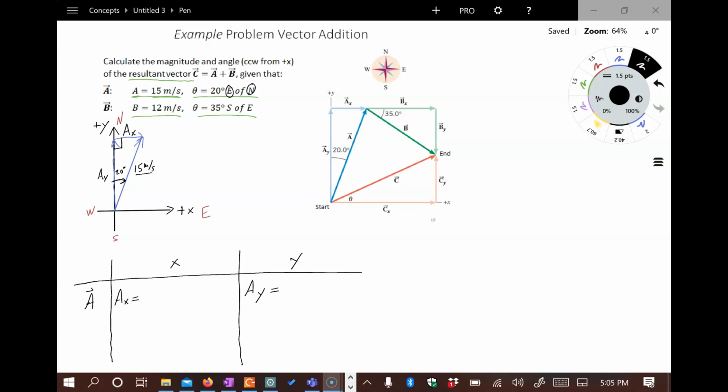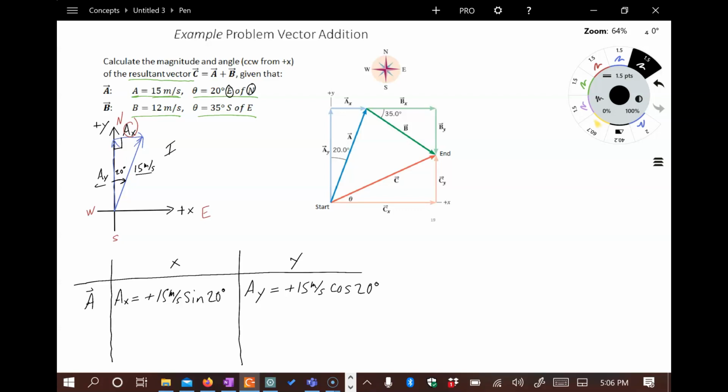So look at the vector. First quadrant, right? That means x and y are both positive. So my plus and my plus. Second step, write down the magnitude: 15 meters per second, 15 meters per second. Finally, pick the right trig function. For x, notice that AX is the opposite side from the angle of 20 degrees, so that's sine of 20 degrees. And similarly, AY is the adjacent side, so it's going to be cosine of 20 degrees.